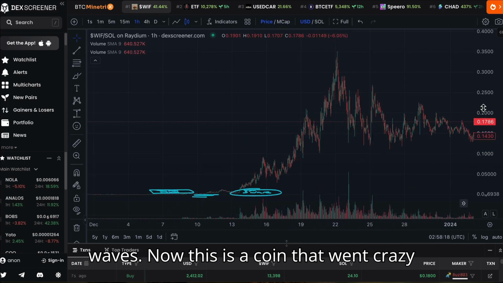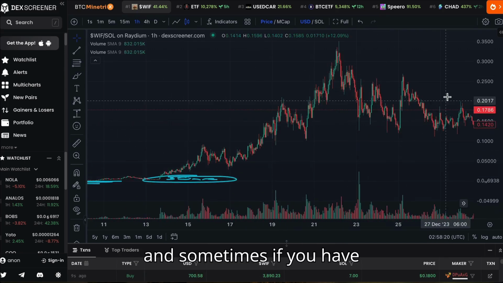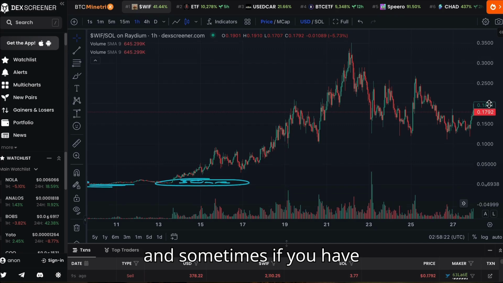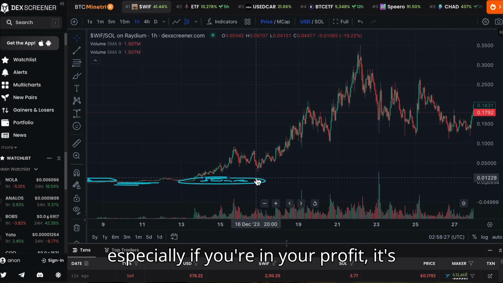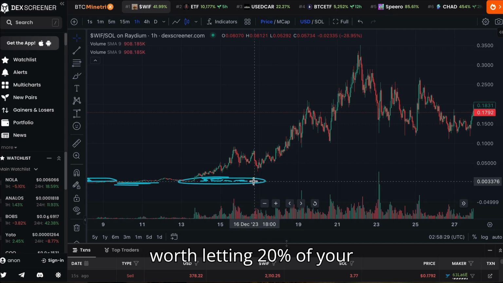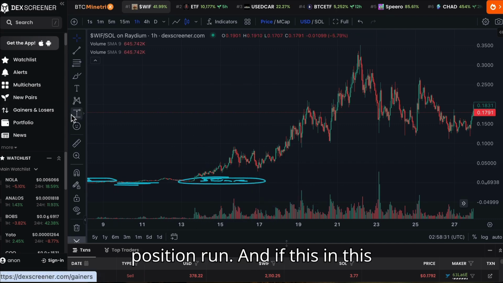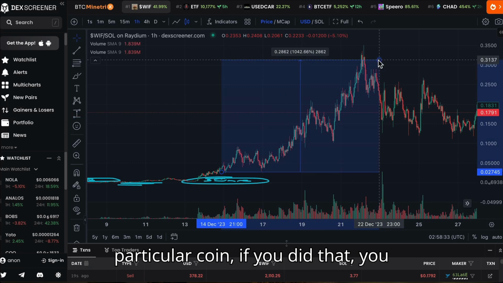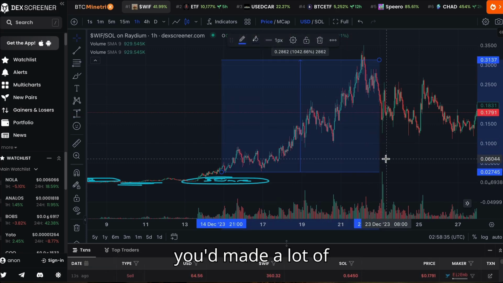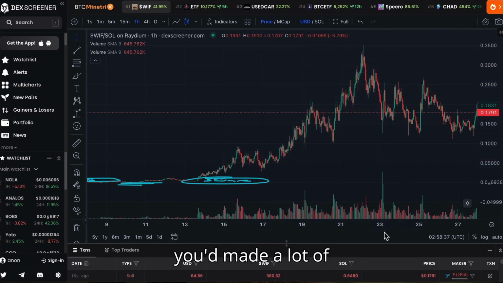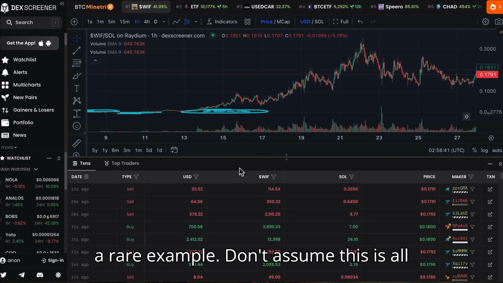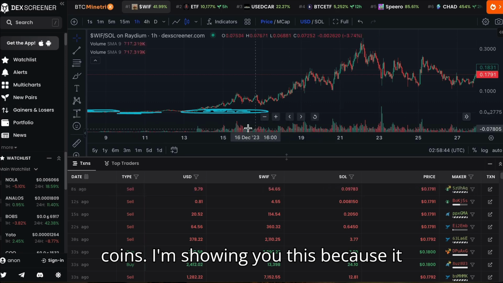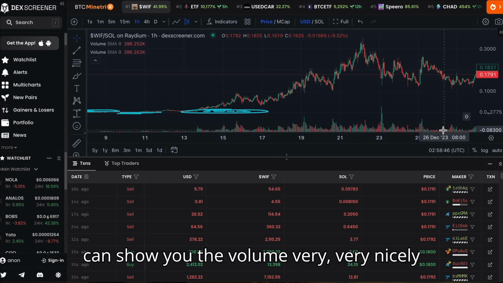Now, this is a coin that went crazy. And sometimes if you have more belief in a coin, especially if you're in profit, it's worth letting 20% of your position run. And in this particular coin, if you did that, you would have added another 1,000% odd. So you would have made a lot of money on this coin. But remember, this is a rare example. Don't assume this is all coins. I'm showing you this because it can show you the volume very, very nicely.